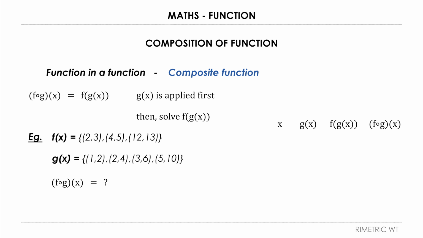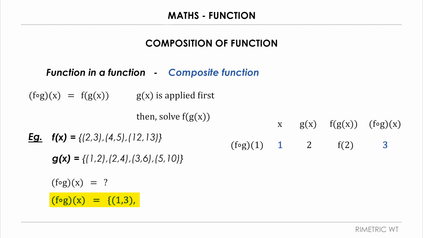Alright, now let's determine the values of f of g of x. We begin with the first input value of g, which is 1. To find f of g of 1, we first determine g of 1. From the given set, we have g of 1 equals 2. Next, we substitute 2, which is g of 1, into f. Therefore, f of g of 1 equals f of 2. Since f of 2 equals 3, we get f of g of 1 equals 3. Therefore, the ordered pair 1, 3 is included in f composed with g.